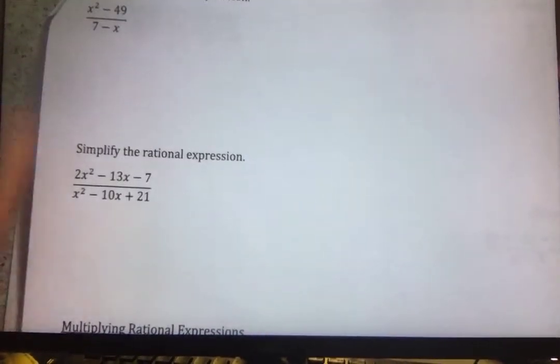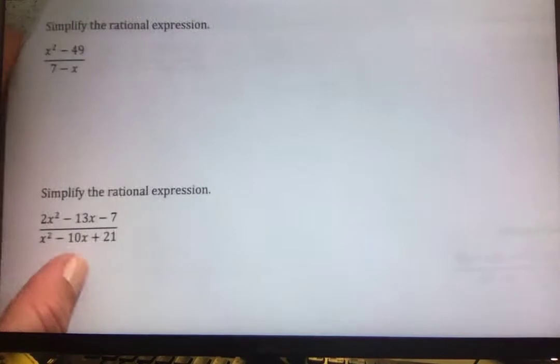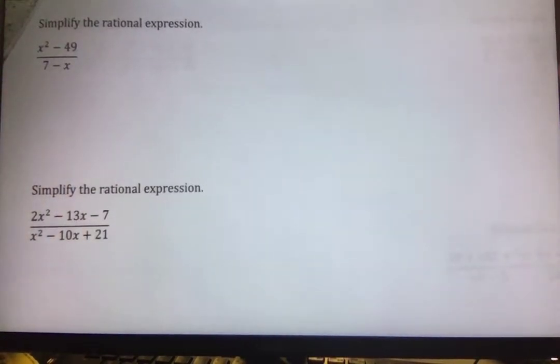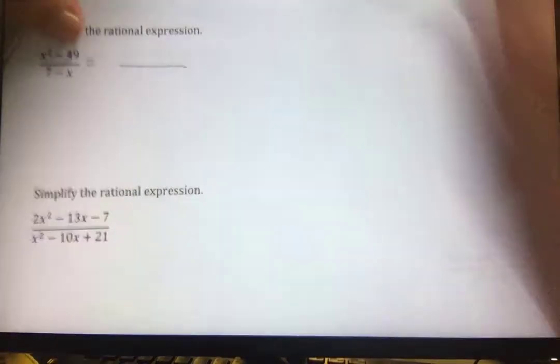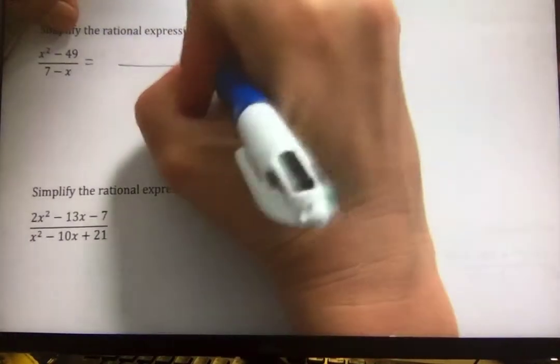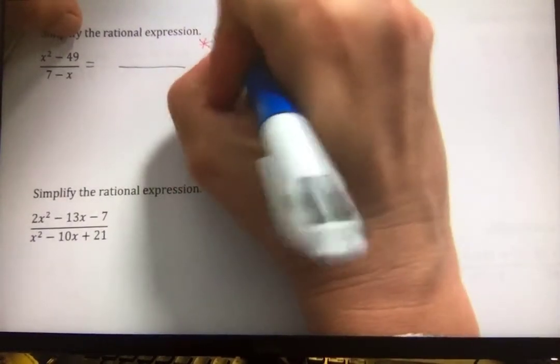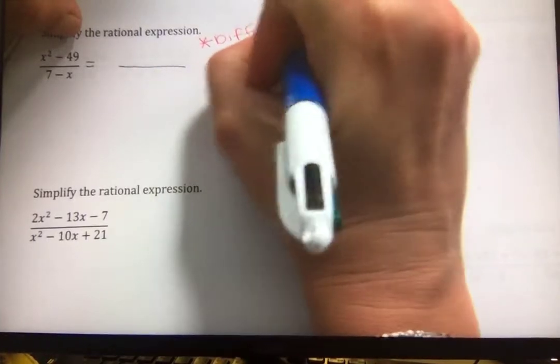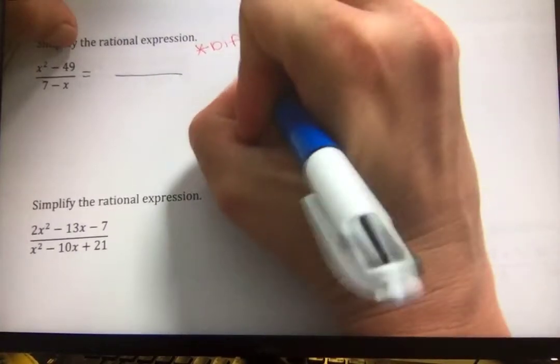So on the top, last two simplifying examples. Simplify the rational expression x squared minus 49 all over 7 minus x. So let's factor the top, factor the bottom, and then go from there. What do you notice about x squared minus 49? That's the square root property. Perfect. It's the difference of two squares, right? Difference of squares.